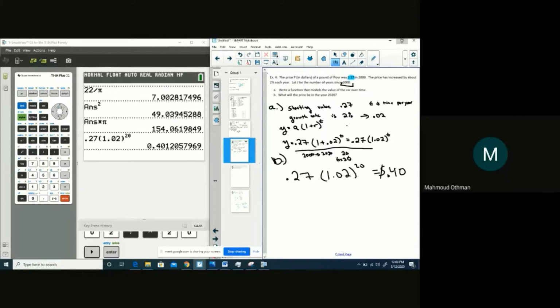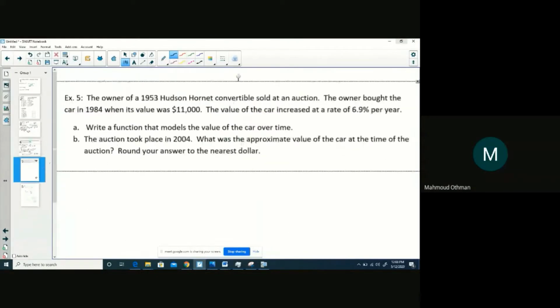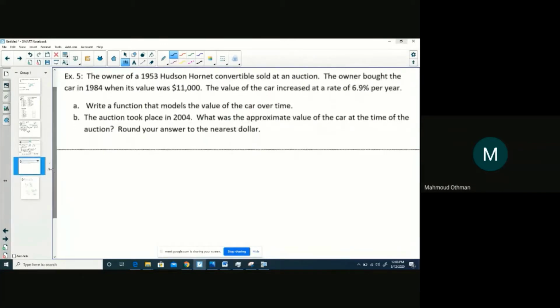All right. The last example, example 5. The owner of a 1953 Hudson Hornet convertible sold at an auction. The owner bought the car in 1984 when its value was $11,000. The value of the car increases at a rate of 6.9% per year. Write a function that models the value of the car over time. That's the first question. The second question is, the auction took place in 2004. What is the approximate value of the car at the time of the auction? Round your answer to the nearest dollar.